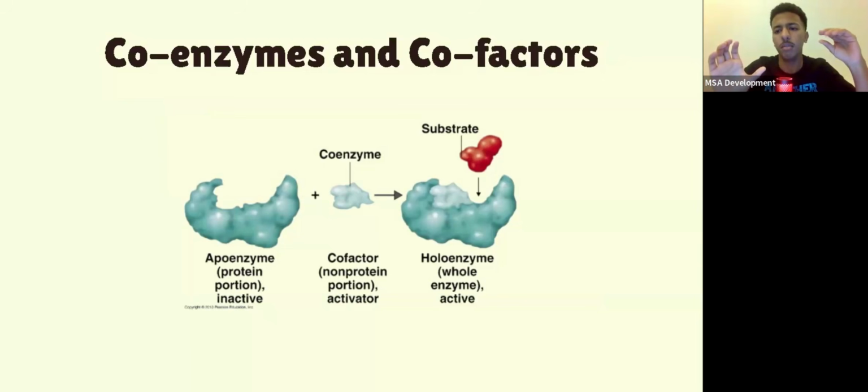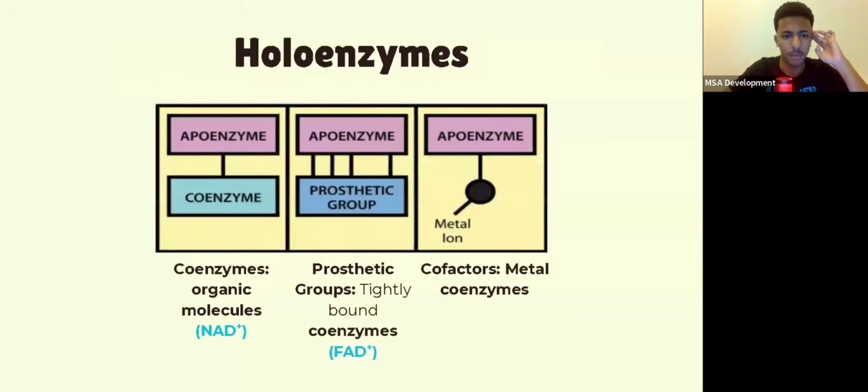Then we have the coenzyme or the cofactor, and it's the non-protein portion of the enzyme, also inactive. And then they come together and form this holoenzyme, which is protein plus non-protein portions. It's the whole enzyme and it's active. Very simple. You start with the protein part, apoenzyme. The non-protein part, the cofactor or the coenzyme, binds, and now you have the holoenzyme. And then after that, you can add the substrate and whatever.